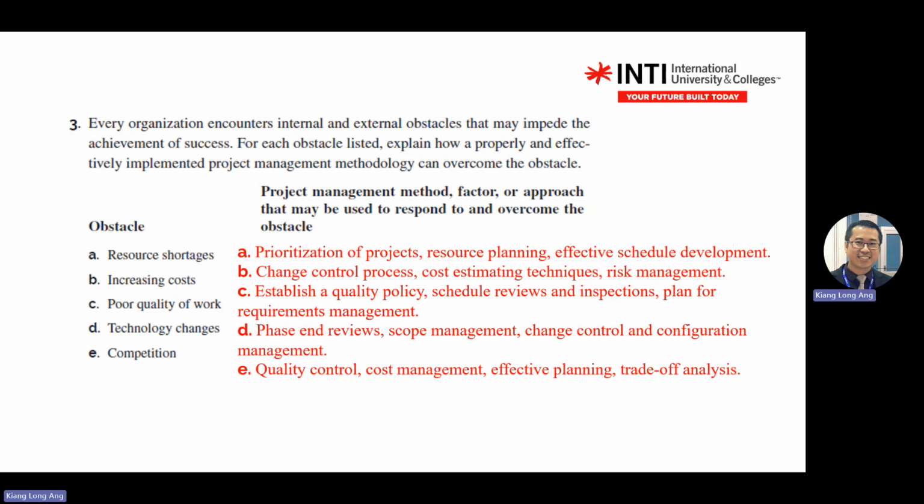Now, if this kind of question comes out in the test, I don't expect you to write all the answer, but as long as you hit one of the keywords inside the red color one, you still consider correct. But you must give an example. Like for example, you say quality control, then you give an example.